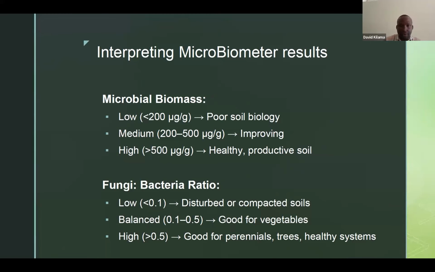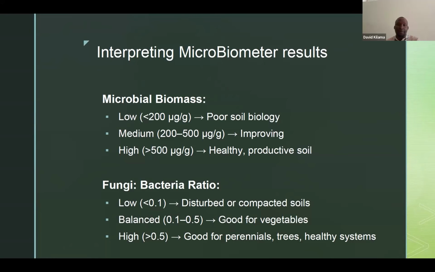Then this is how we can also use the ratio. If the ratio of fungi to bacteria is less than 0.1, it means that the soil is still degraded and needs more effort to make it alive. Then balanced is between 0.1 and 0.5, which is good for vegetation, and high is from 0.5.